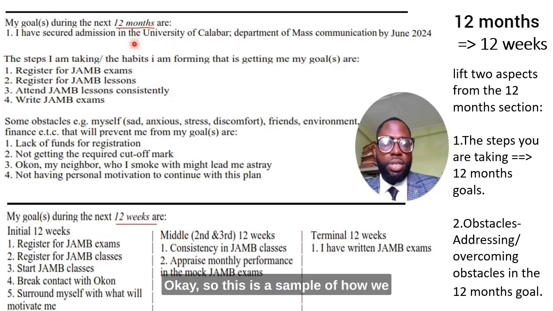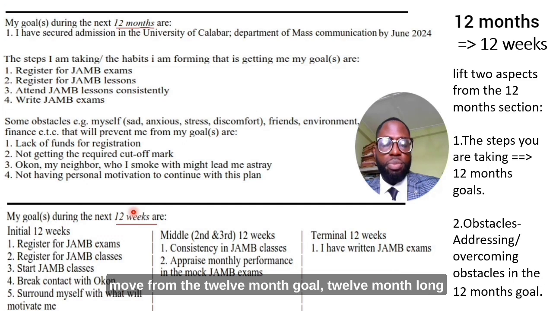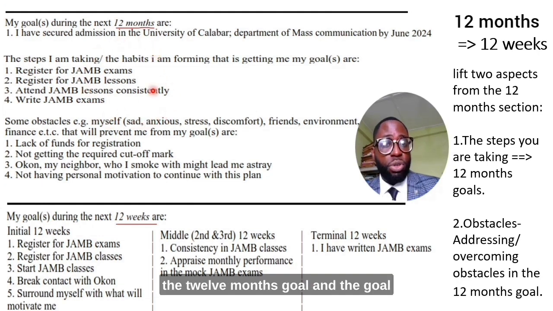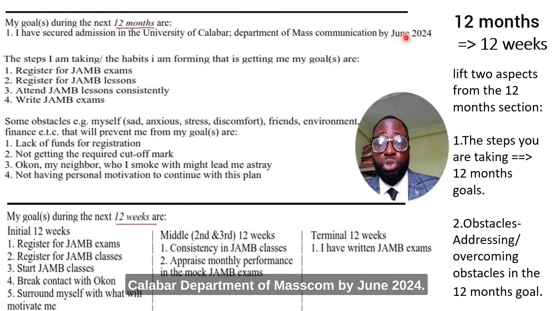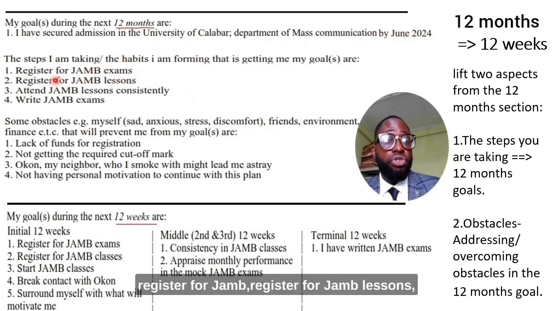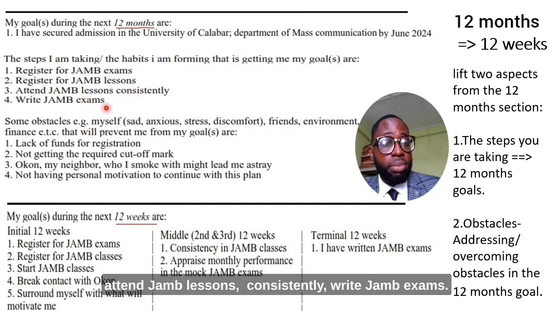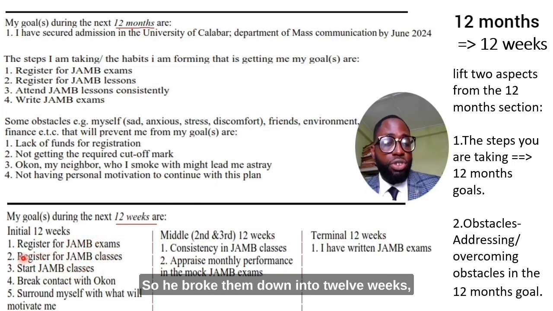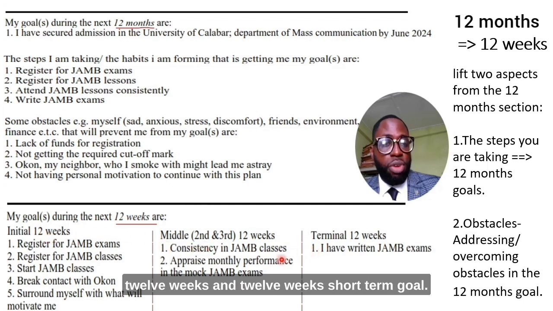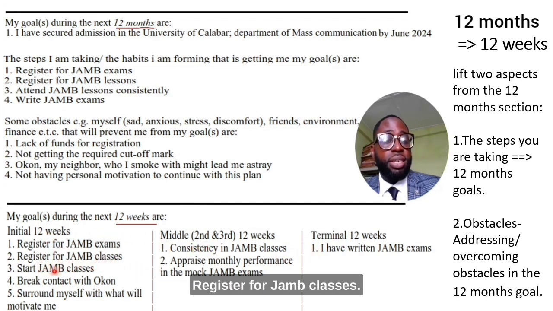Okay, so this is a sample of how we moved from the 12-month long-term goal to the 12-week goal. We are comparing the goal statement in the 12-month goal and the goal statement in the 12-week goal. Let's look at this example. I have secured admission in the University of Calabar, Department of Mass Comm by June 2024. The steps he needed to take were register for JAM lessons, attend JAM lessons consistently, write JAM exams. Now, all of these steps are taken to be goals for the 12 weeks. So he broke them down into short-term goals: register for JAM exams, register for JAM classes, start JAM classes.